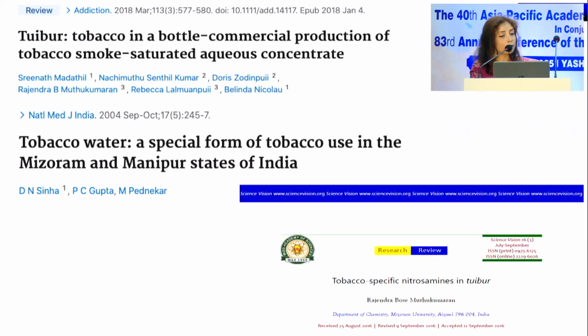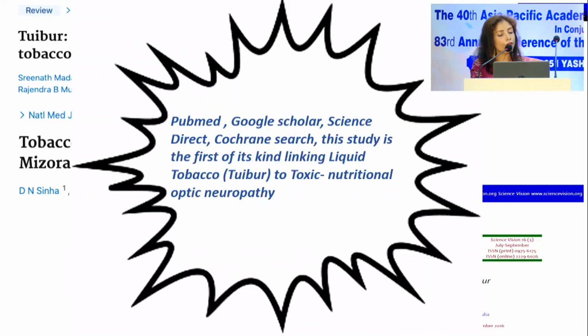Though there have been some studies of tuibur and the connection to stomach cancer and some local studies from Manipur and Mizoram, this is the first ever study linking liquid tobacco or tuibur to toxic nutritional optic neuropathy.